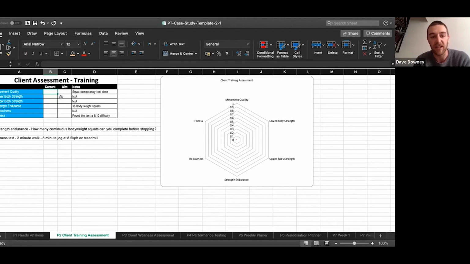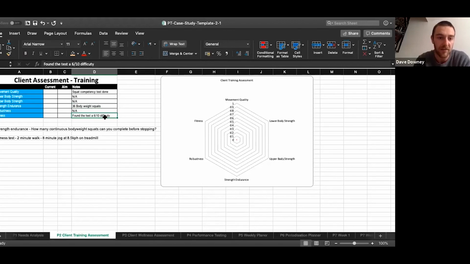So we don't want to really test maximal strength until we've gone through a full phase, so we know he's actually robust enough to deal with that testing. So we're going to look at strength endurance, something really simple. How many continuous bodyweight squats can you complete before stopping? John's looking at 36 bodyweight squats there before the burn just got too much and he stopped.